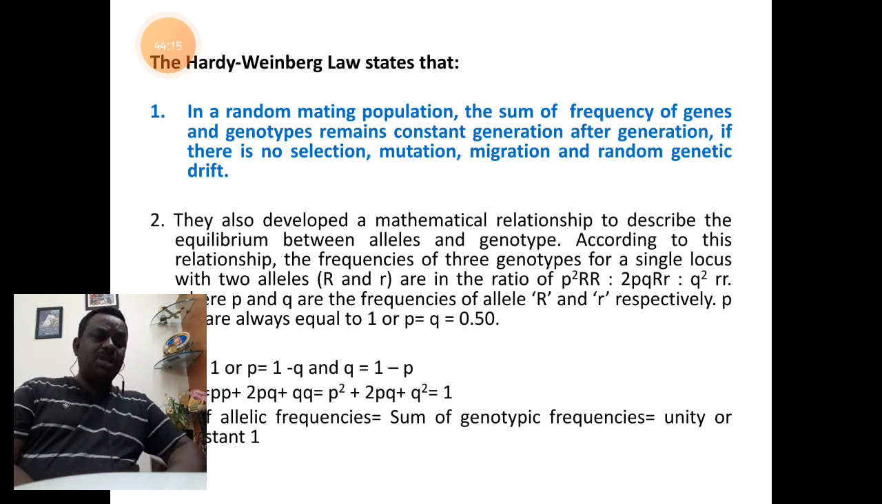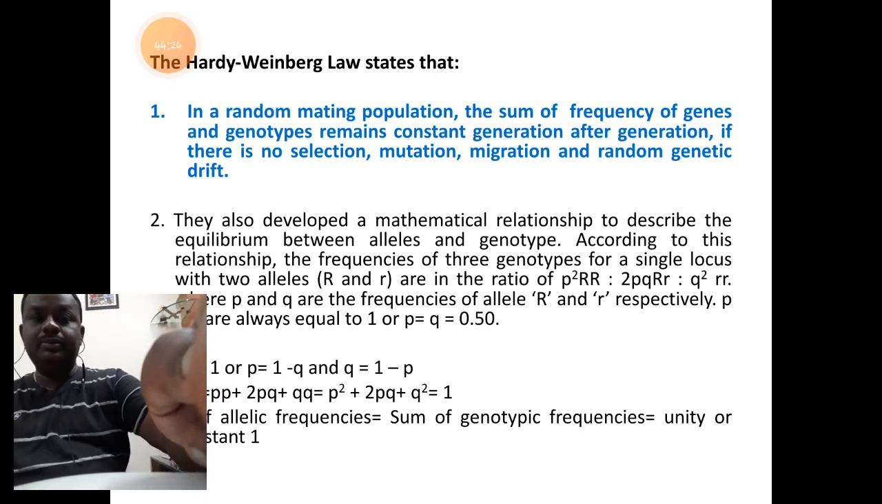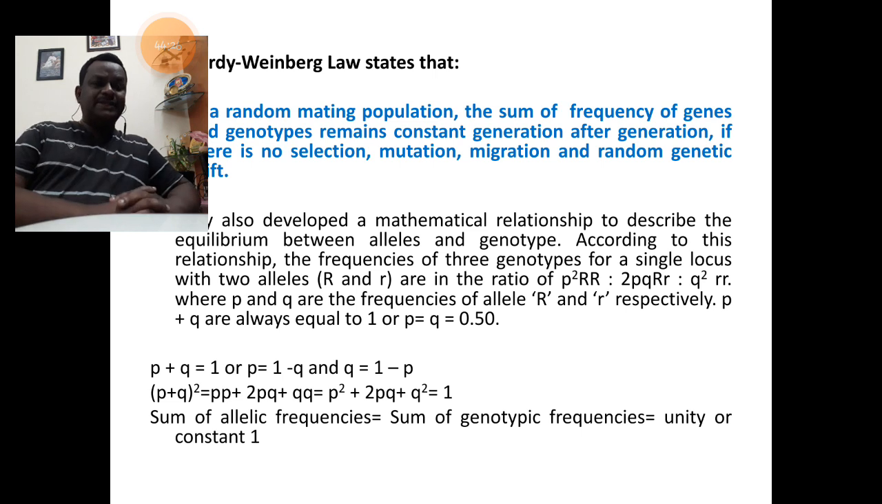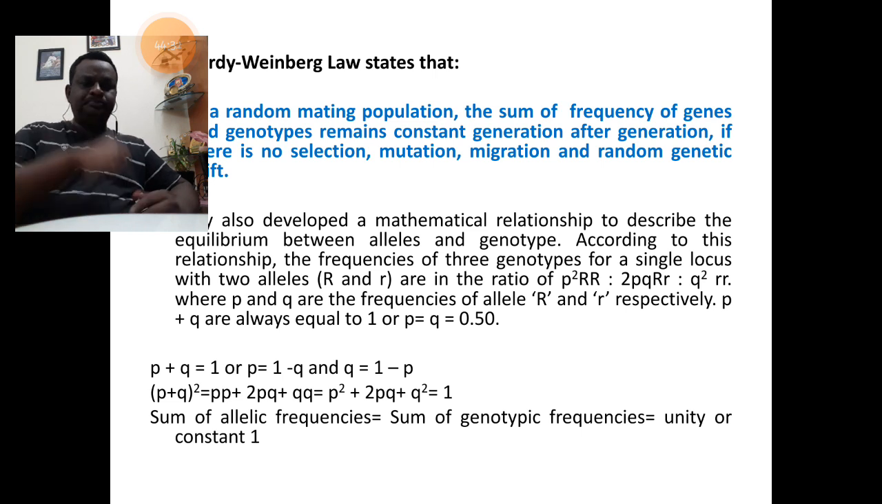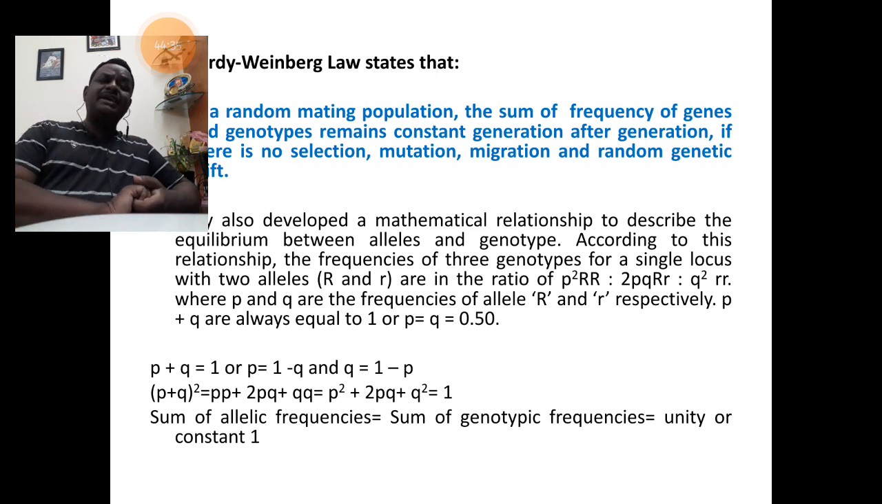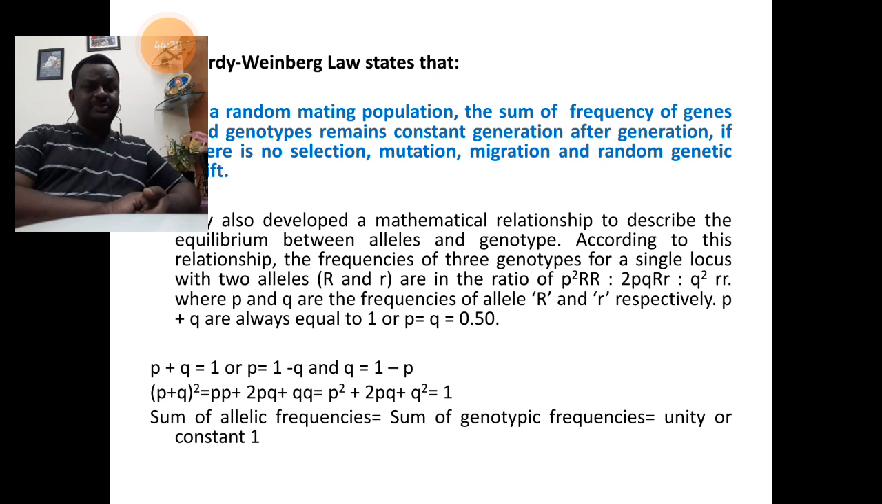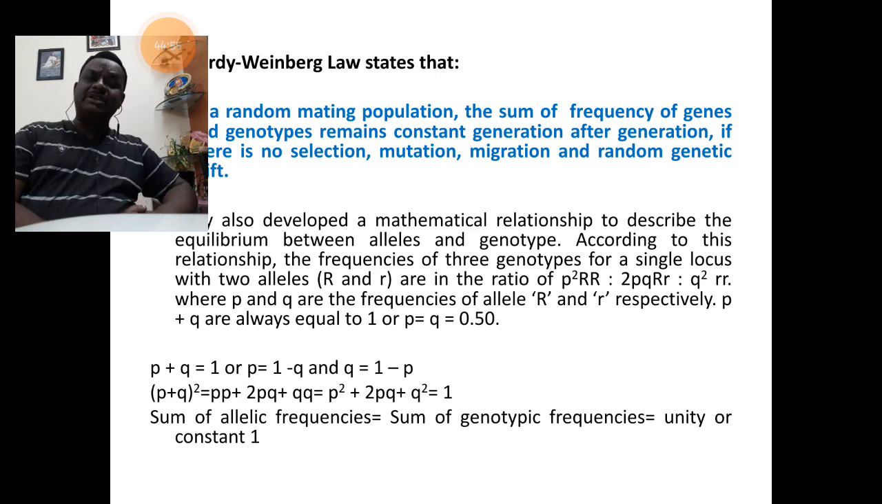The mathematical representation of the law, for the same example of Mirabilis jalapa: we have the dominant character red, alleles capital R, capital R. In heterozygous condition, they form pink flowers. And in homozygous recessive condition, small r, it forms white flowers. Where small p is the allelic frequency of the dominant allele, and small q is the allelic frequency of the recessive allele.